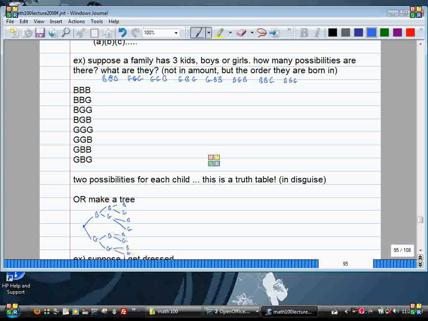So what are the possibilities as enumerated by the tree? If you follow the tree on the top, what's the first possibility? What is the top possibility? It's that branch right there. Boy, boy, boy. What's the next one? Boy, boy, girl. What's the next one? Boy, girl, boy, and then boy, girl, girl. Okay, and then the same thing for the bottom.